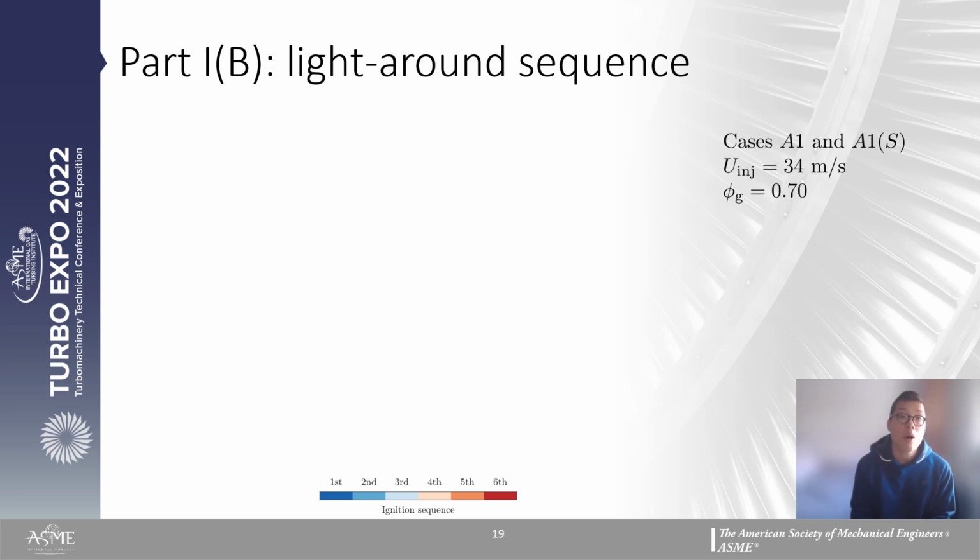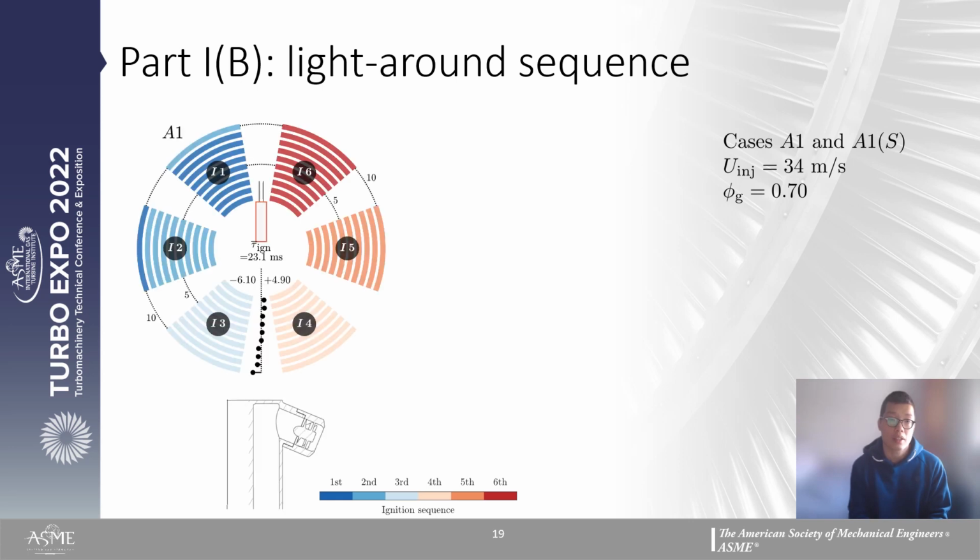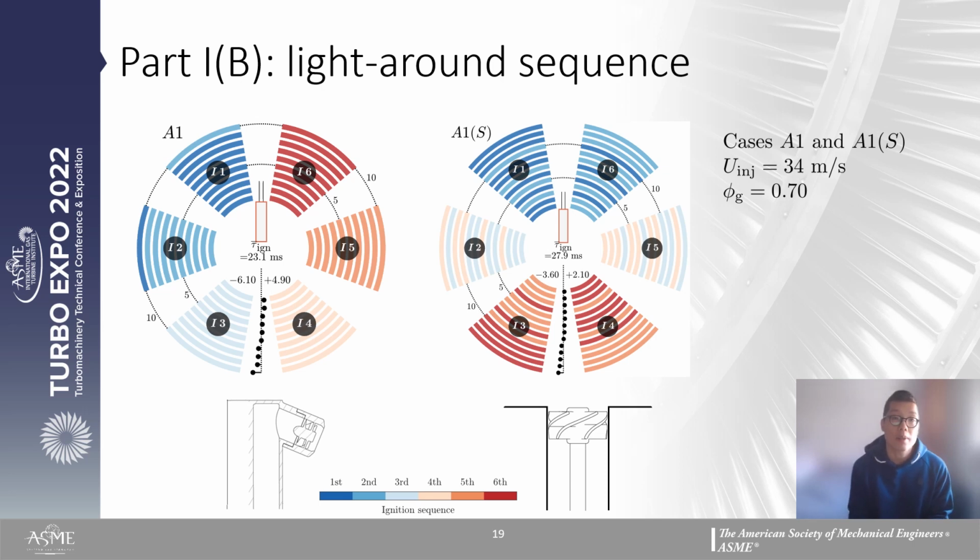So for the same operating condition, that is the same injector velocity and the same global equivalence ratio, we have on our left the ignition map for the angled injectors, and on our right the ignition map for the straight axial injectors. We notice that the angled injectors produced a more deterministic ignition sequence with a preferred direction compared to the standard straight injector configuration.